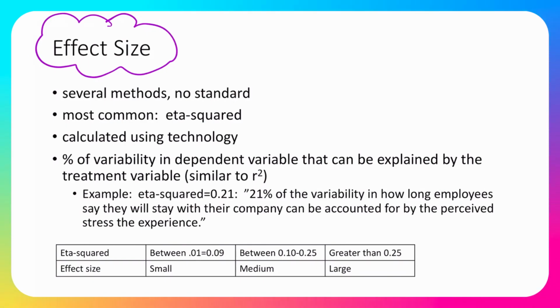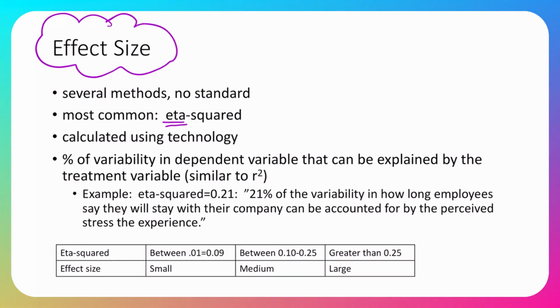So effect size in ANOVA is measured differently than we've seen in previous tests that we've done. There are several methods to do it, and there's really no standard used, but the most common is called eta squared, and it's calculated using technology. And again, SPSS will report this for you.